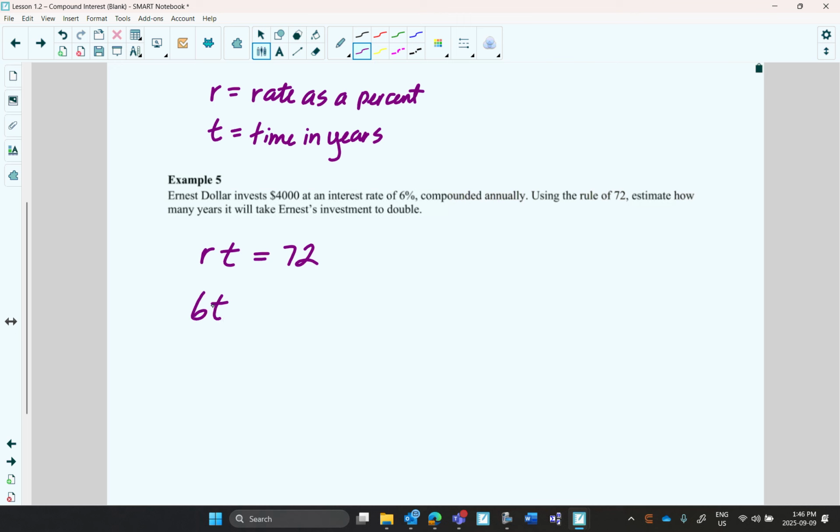We don't know T. But we know that 6 times T has to equal 72. So we just solve. Divide 72 by 6. And you're going to get about 12 years. It's a very simple formula. And like I said, it's just used in special cases where it's being compounded annually and you want to know how long it takes to double your money, because that's often something that people want to know. I don't know why.